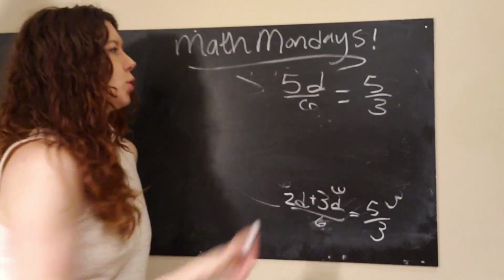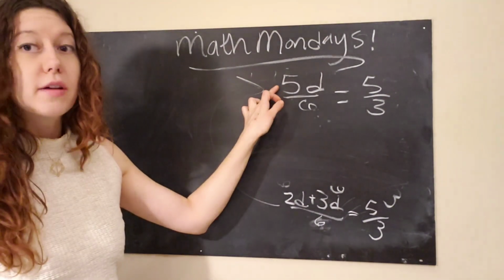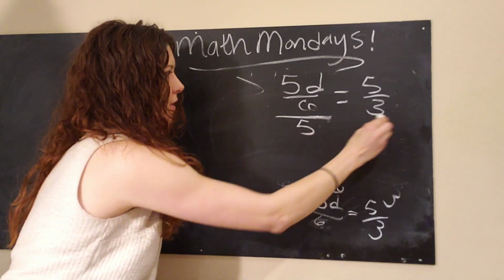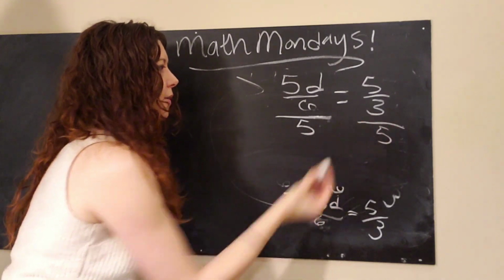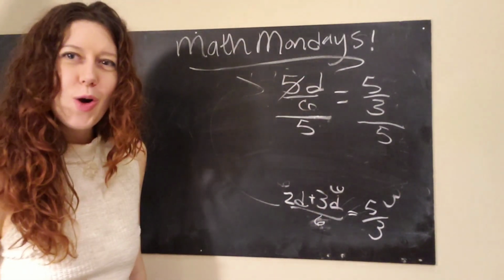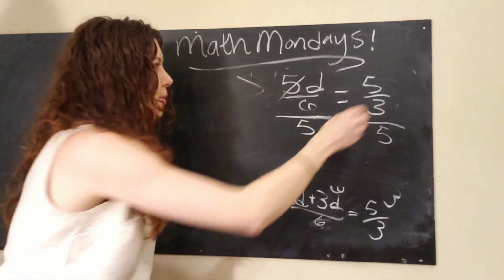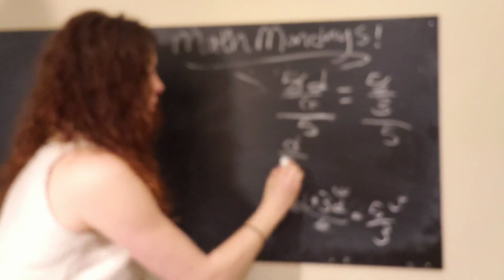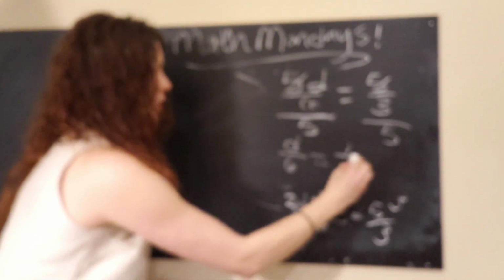So we're going to divide both sides by 5, which gets rid of this 5. So we're going to go like that, divided by 5, and like that, divided by 5. And lo and behold, it's almost like I picked this equation on purpose. Gets rid of that 5. So now we have d over 6 equals 1 over 3.